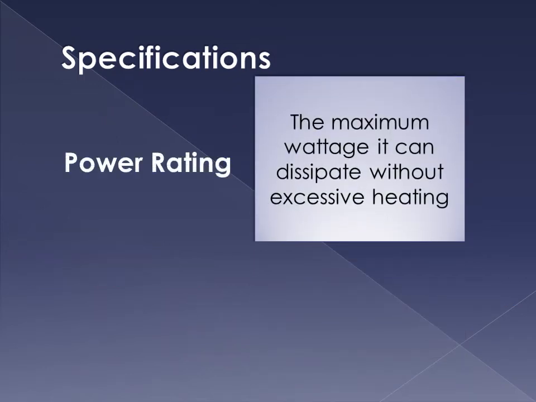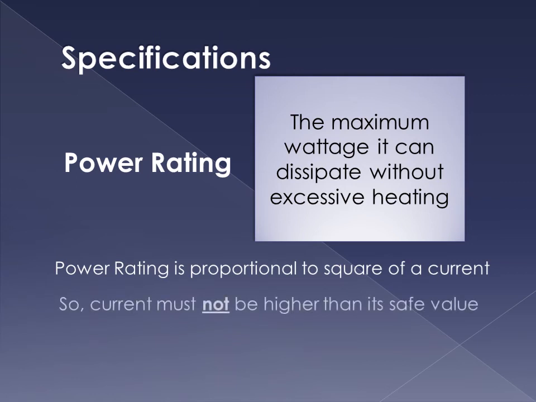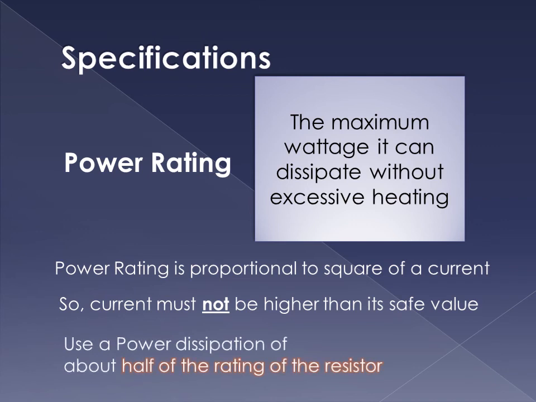Next is power rating. The power rating of a resistor is given by the maximum wattage it can dissipate without excessive heating. Since the power rating is proportional to the square of the current, the current must not be higher than its safe value. If the current exceeds the safe value, the resistor will burn out. Thus, in order to increase the life of resistors, they must be used at much less power than their rated values. A standard practice is to use a power dissipation of about half of the rating of the resistor.